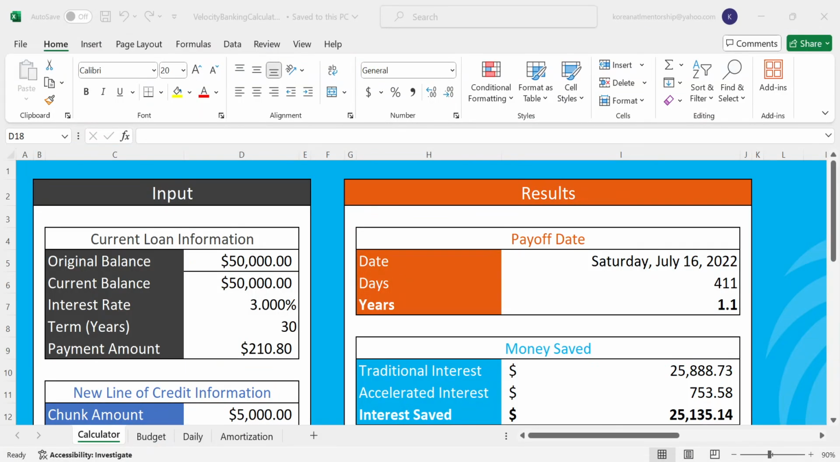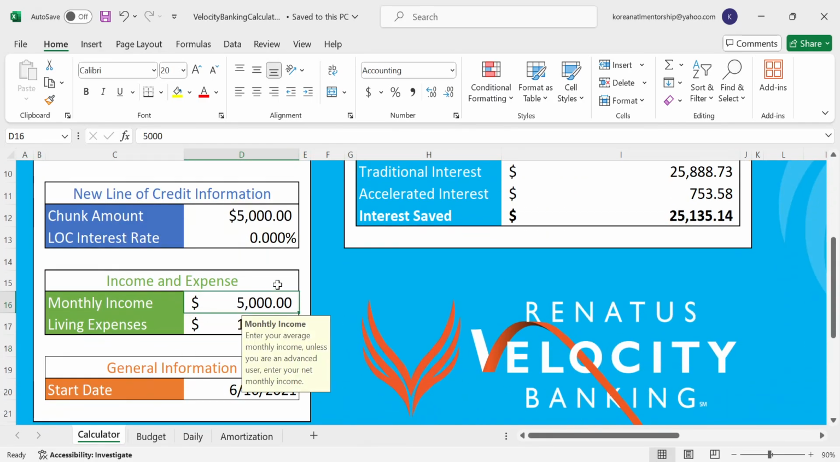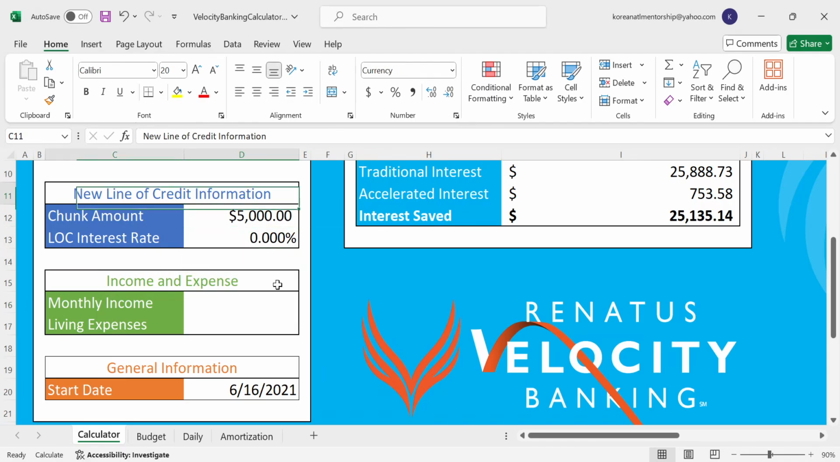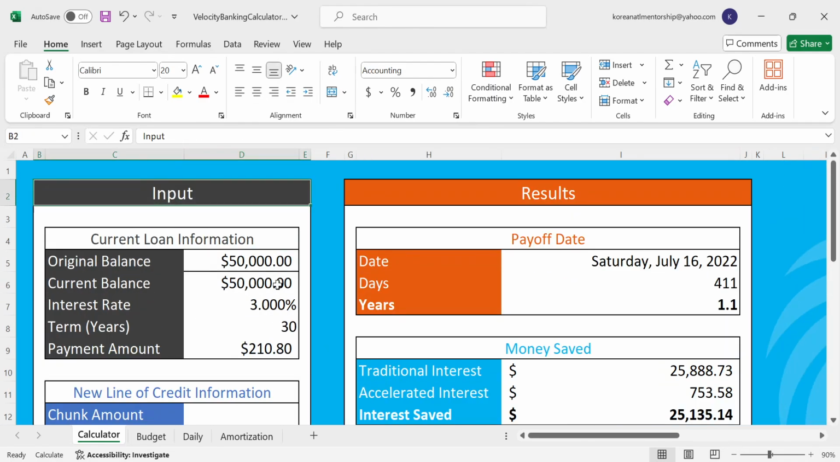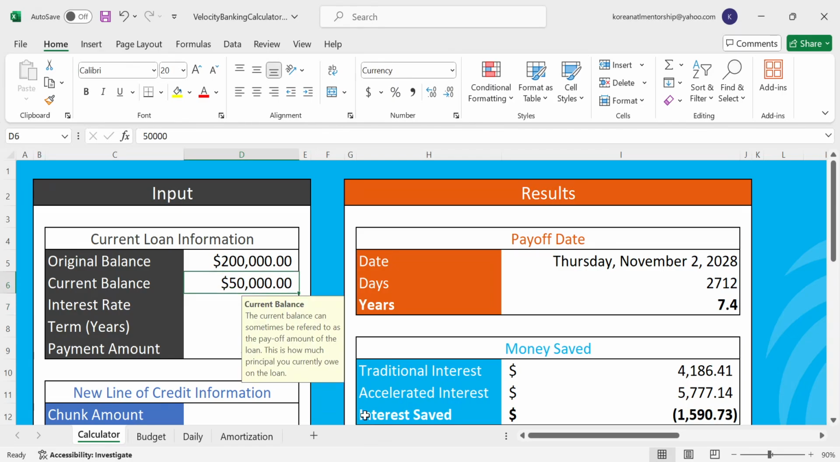Okay. So basically we just put in the numbers here: original balance, current balance, interest rate, and so on. Let's do this. Let's erase this, and then the original balance was 200,000, and then the current balance, let me just take a quick peek, is 194,032.04.